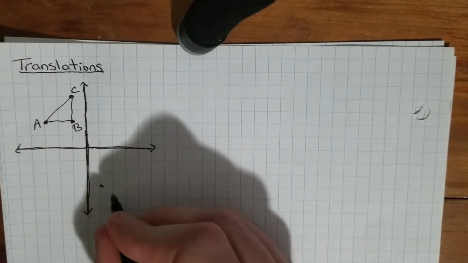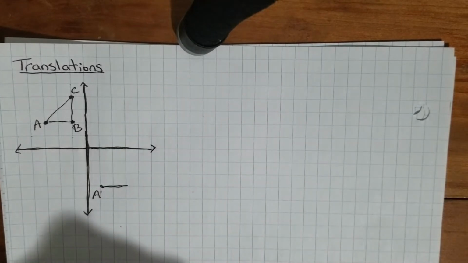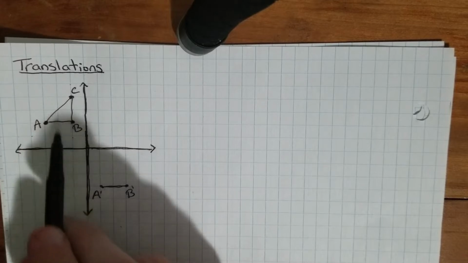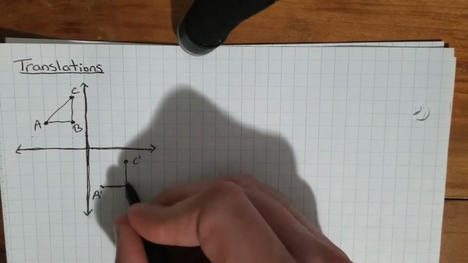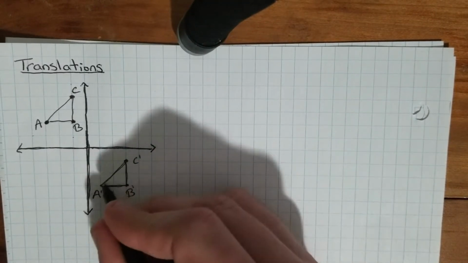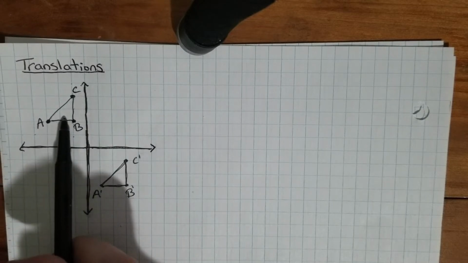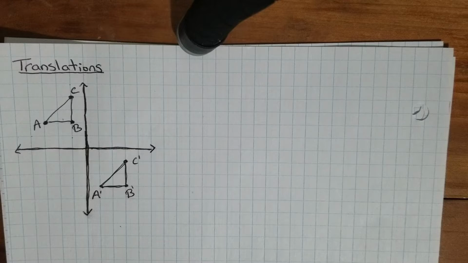Let's move that here. So again, if you take a look, this is our new spot for A, our new spot for B. You'll notice that they're the same distance apart. This is our new spot for C. It's still 2 spaces higher, and then they connect. This shape is exactly the same as this triangle shape here. It's just in a different location, and that we call a translation.